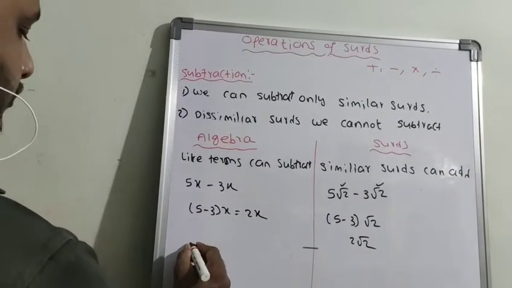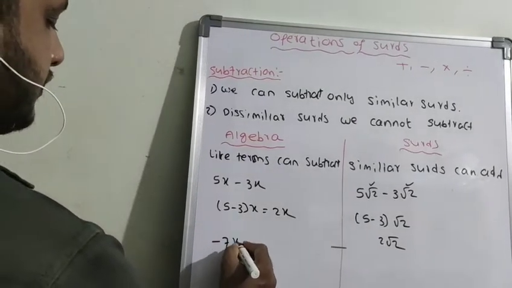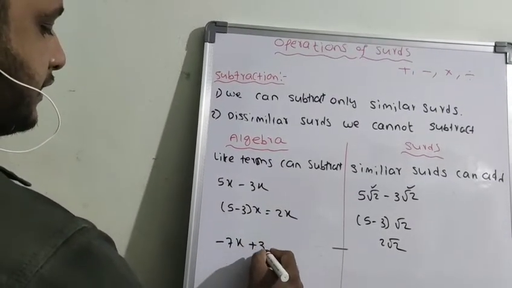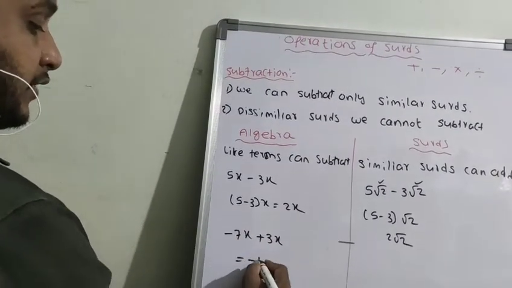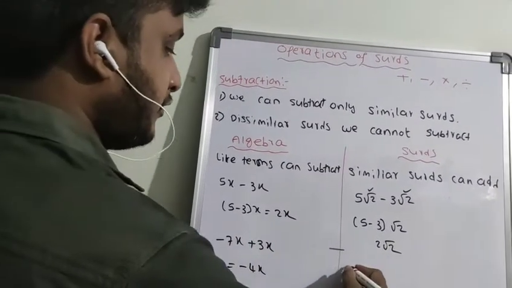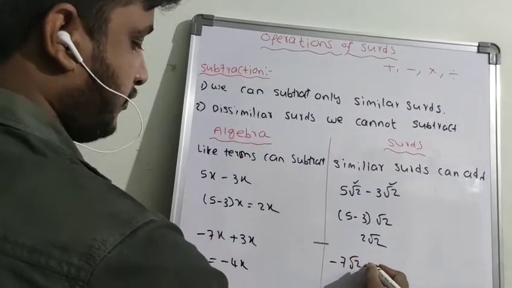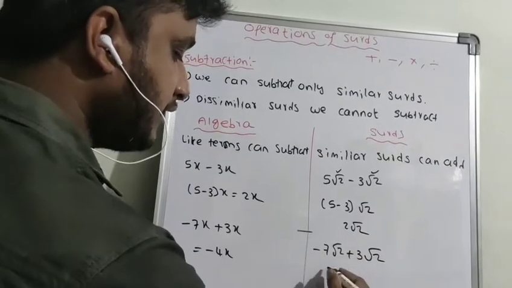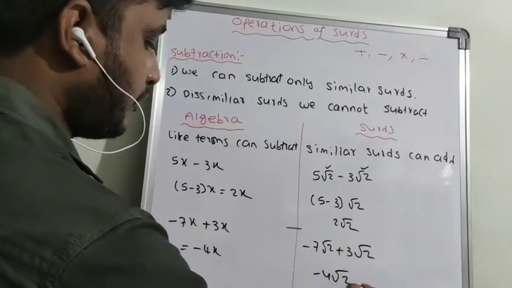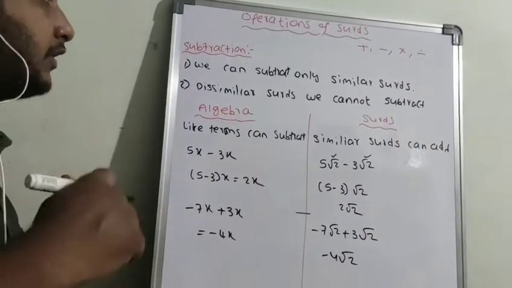So for example, minus 7x plus 3x is there. How to do addition? Minus 7x plus 3x is minus 7 plus 3, which is minus 4x. Similarly, minus 7 root 2 plus 3 root 2 is there. Say for example, similar sets. Minus 7 plus 3 is minus 4 root 2. So this is the way we have to do subtraction.